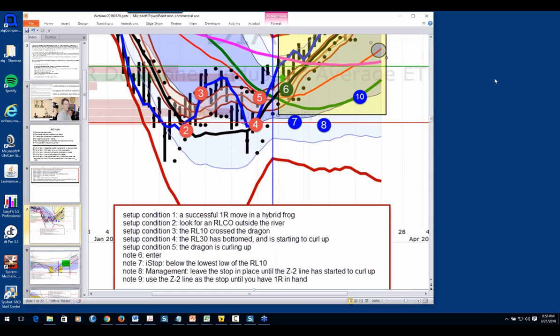So our initial stop, note number 7, is below the RL10. So our stop is down here at the red line. So we've got this action going on here. Entry at the green line, stop down here at the red line. And we're going to leave that stop in place until the Z2 line has started to curl up.